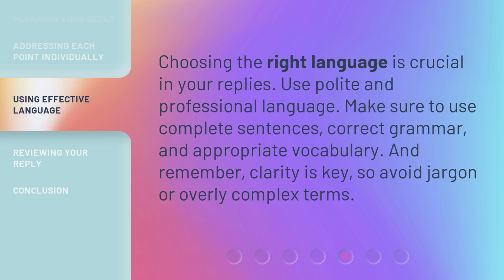Choosing the right language is crucial in your replies. Use polite and professional language. Make sure to use complete sentences, correct grammar, and appropriate vocabulary. And remember, clarity is key, so avoid jargon or overly complex terms.